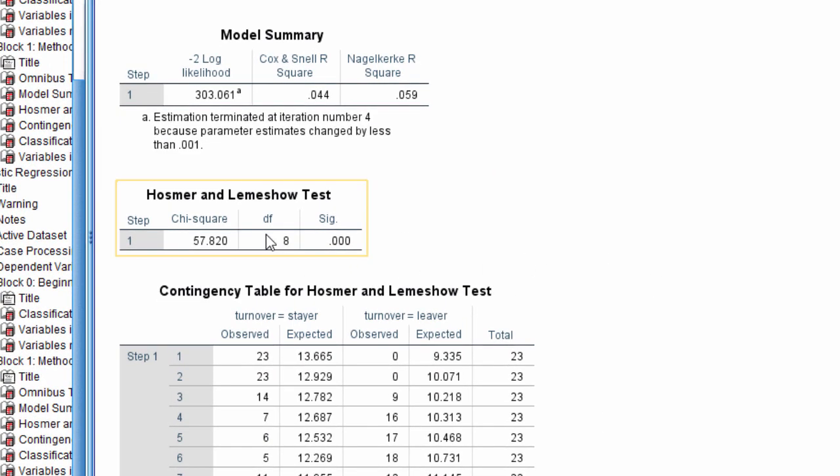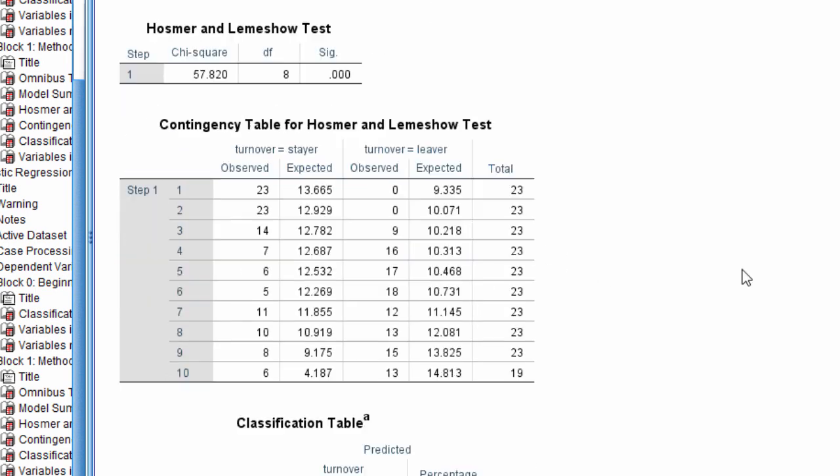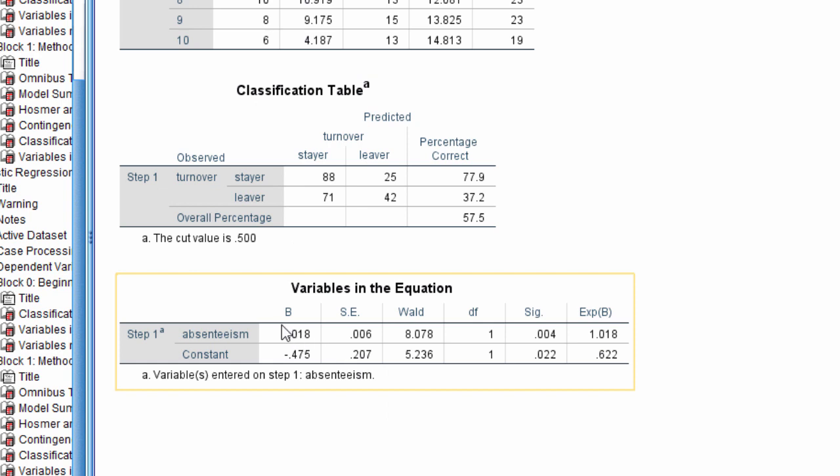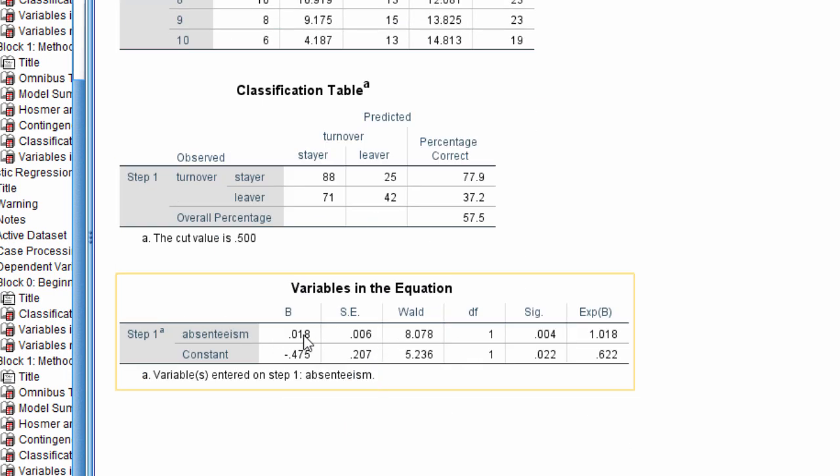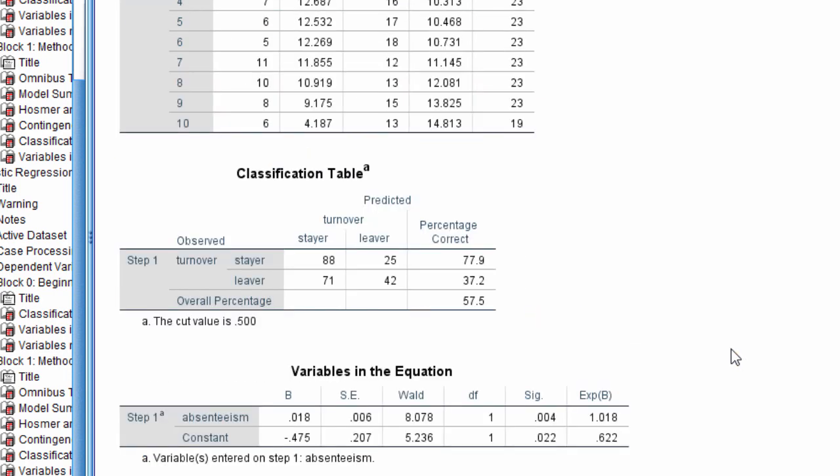Now the Hosmer and Lemeshow statistic wasn't suggesting a statistically significant Cox-and-Snell R-squared value, but the absenteeism value in the equation, with respect to the unstandardized beta weight, was actually statistically significant in this case. So there is a bit of a disconnect between the Hosmer-Lemeshow test and the unstandardized beta weight in this case. Now that's a separate issue.